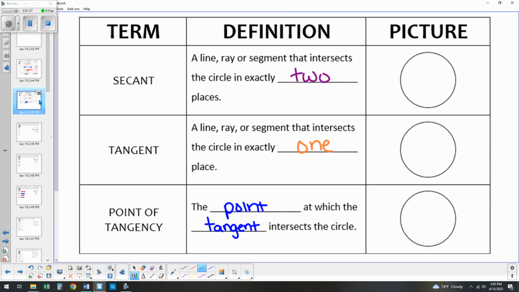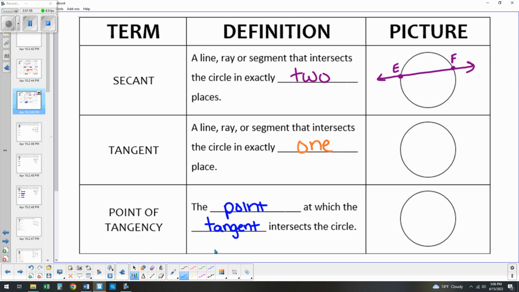We also have a secant, which is a line, ray, or segment that intersects the circle in exactly two places. So the difference between a secant and a chord is that a secant has a portion of it outside the circle, whereas a chord stops on the circle. So if I went through like this, and as long as I touch the circle twice, I could call that a secant.